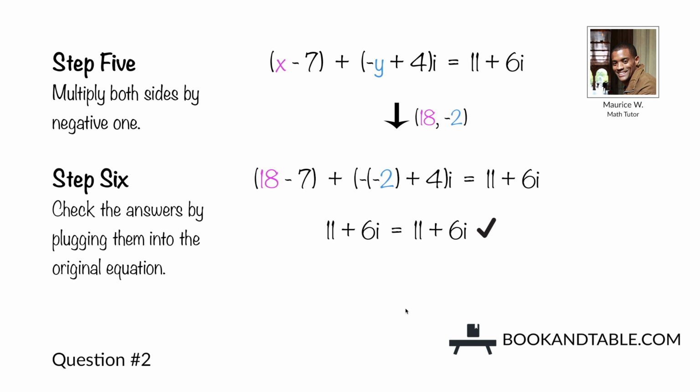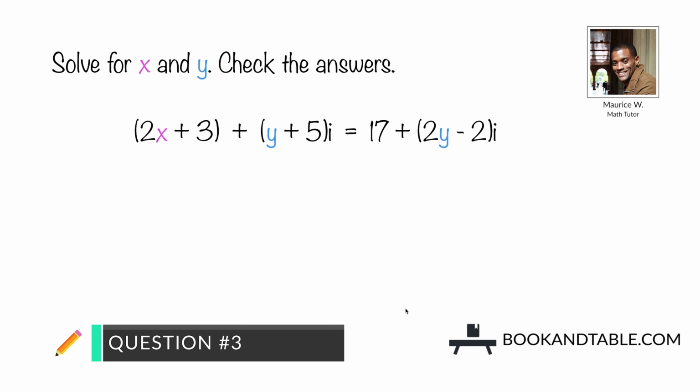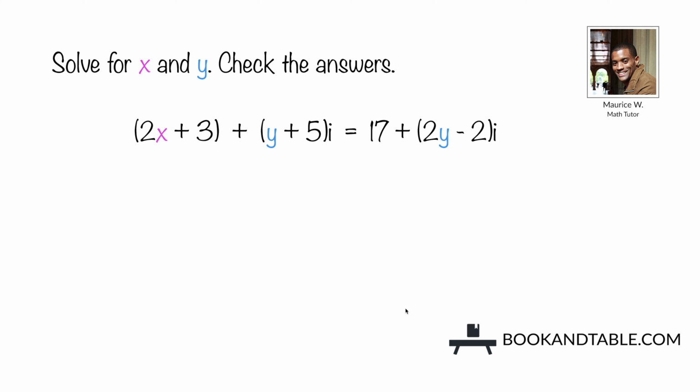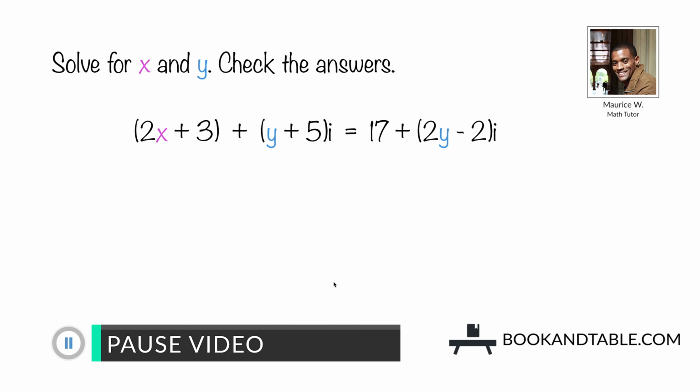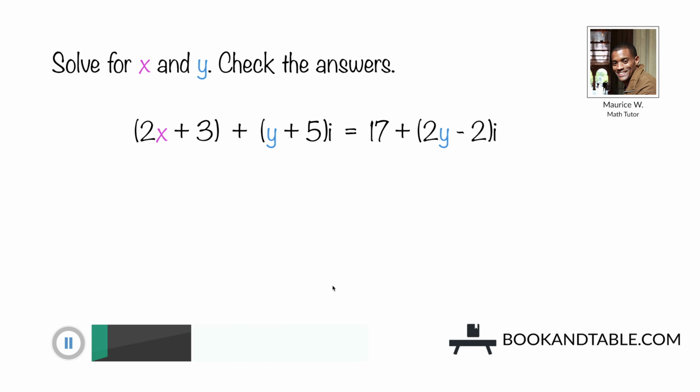So that is the answer to question number 2. Let's take a look at question number 3. Solve for x and y. Check the answers. 2x plus 3 plus y plus 5i is equal to 17 plus 2y minus 2i. Pause the video, answer this question, and then press play when you are ready to begin.